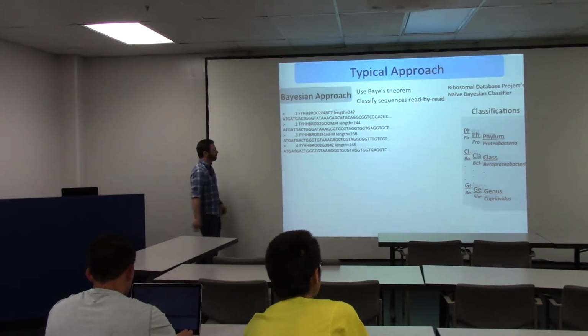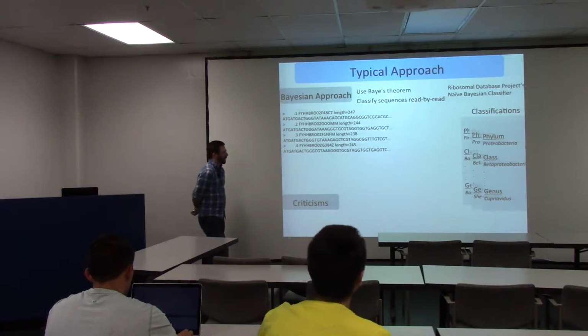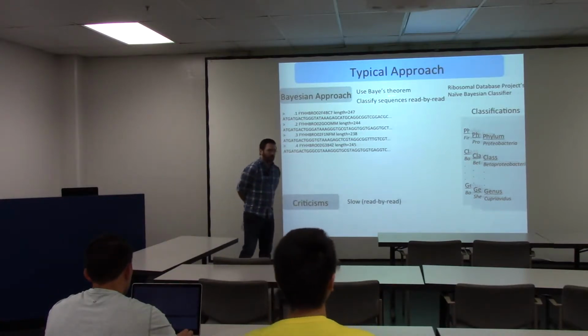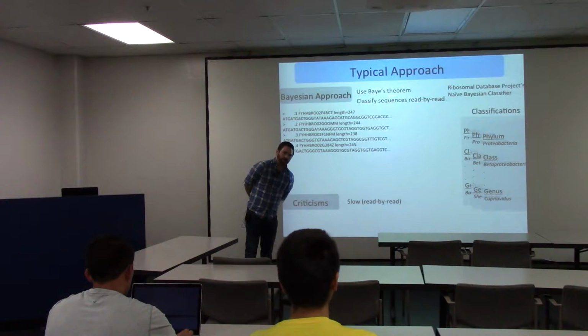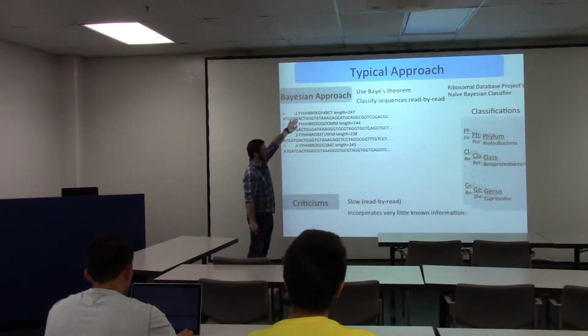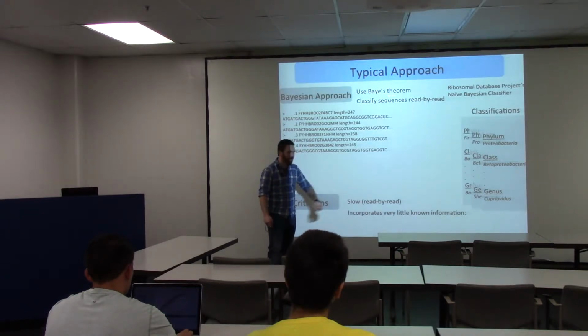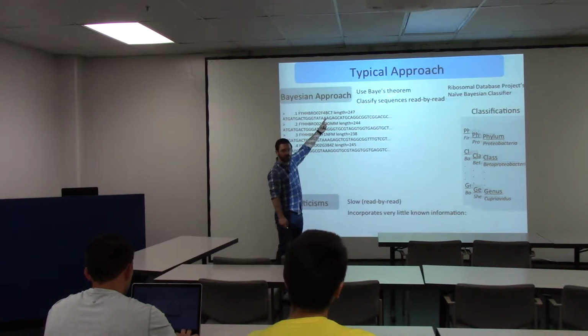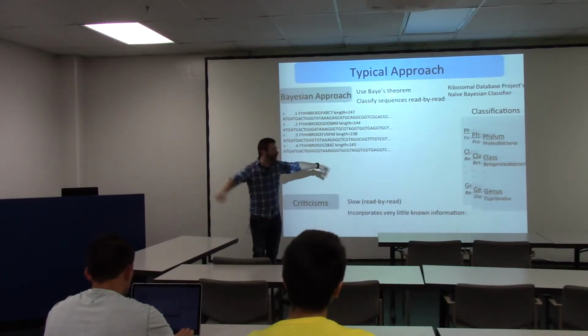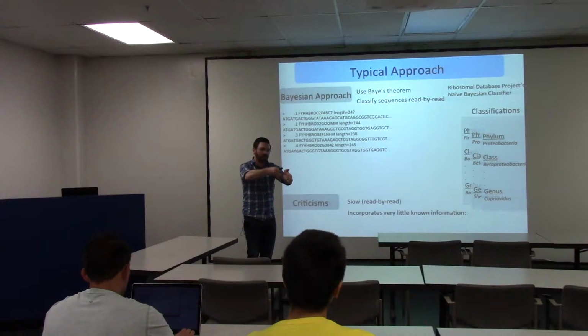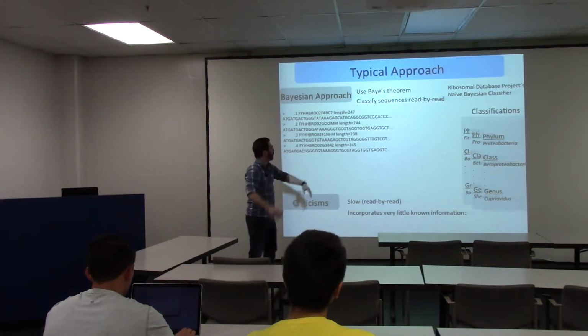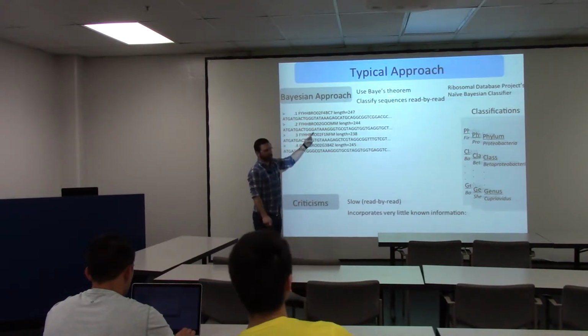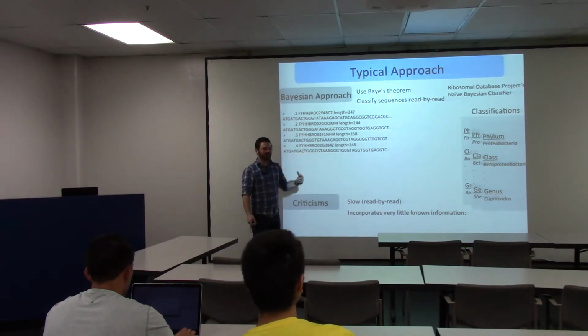Okay, cool. So a few different criticisms about this. First off, it's somewhat slow, but easily parallelizable, because you go read by read by read. It's also incorporating very little known information. You classify this sequence, and then you forget everything that you've already done, go to the next sequence, and in isolation, classify that one. And then forget everything you've already known and go classify the next one, et cetera.